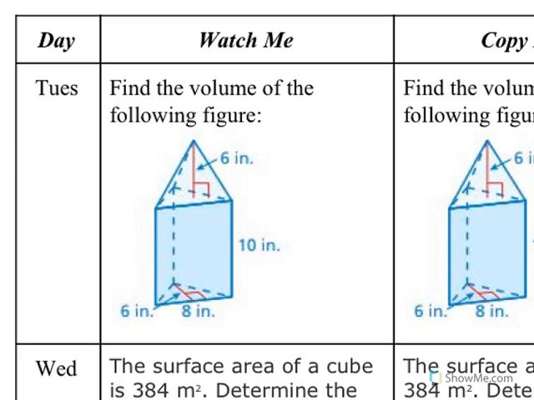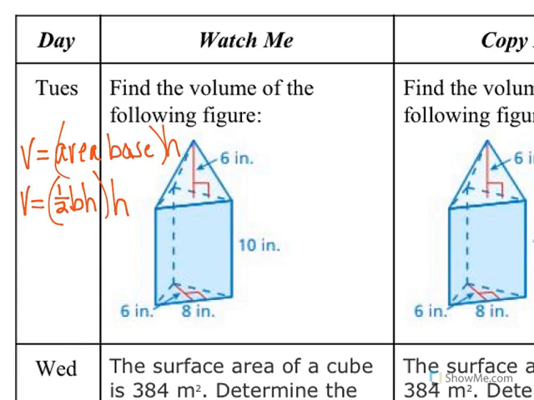Just a reminder, to find the volume of any shape, you have to find the area of the base and times that by the height. Now, the area of the base in this figure is a triangle. So to find the area of the triangle, it's 1/2 base times height. And then we're going to do the height of the whole figure. So we're going to start with this bottom one and find its volume.